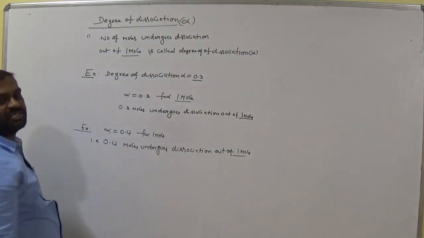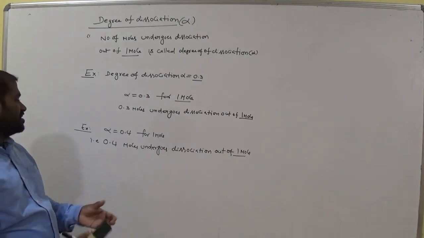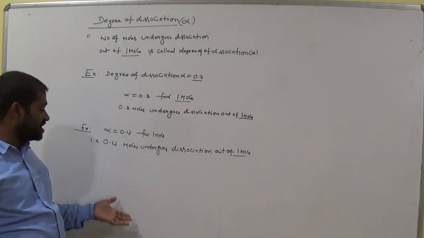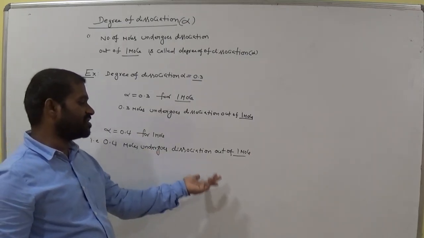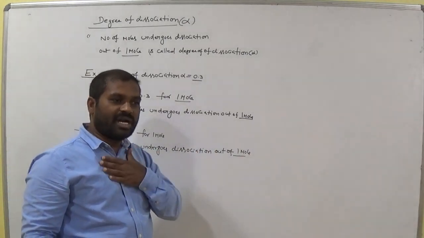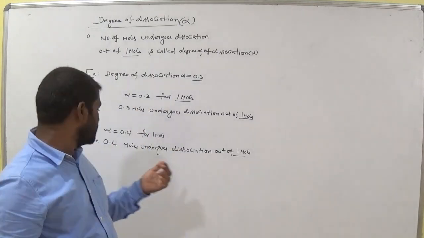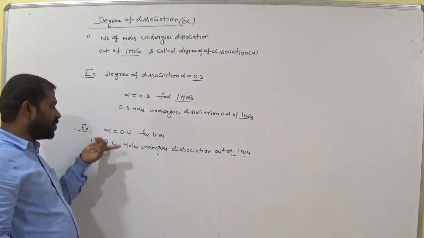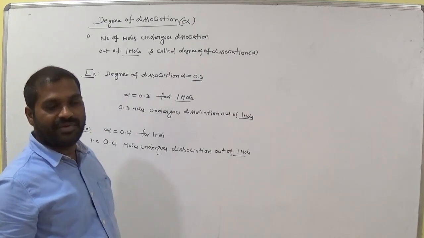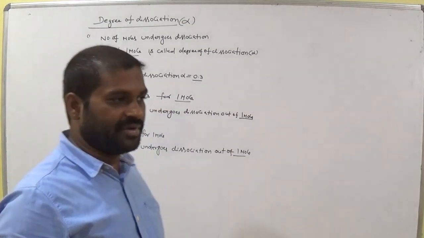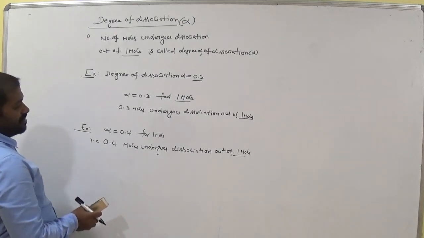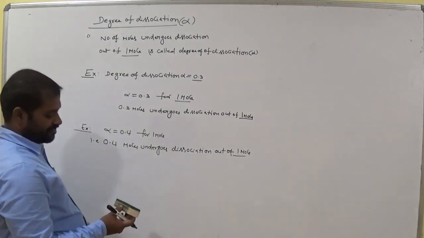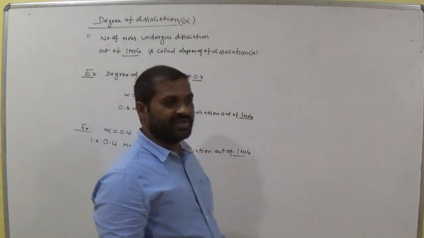Degree of dissociation alpha means, suppose it is 0.4, that means 0.4 moles undergoes dissociation out of 1 mole. We have 1 mole, how many moles undergo dissociation? 0.4. So that 0.4 is called the degree of dissociation. Is it clear, all of you? This is called degree of dissociation.